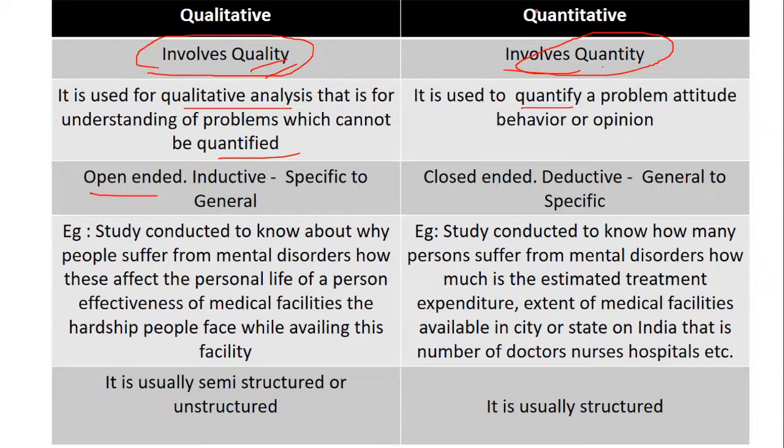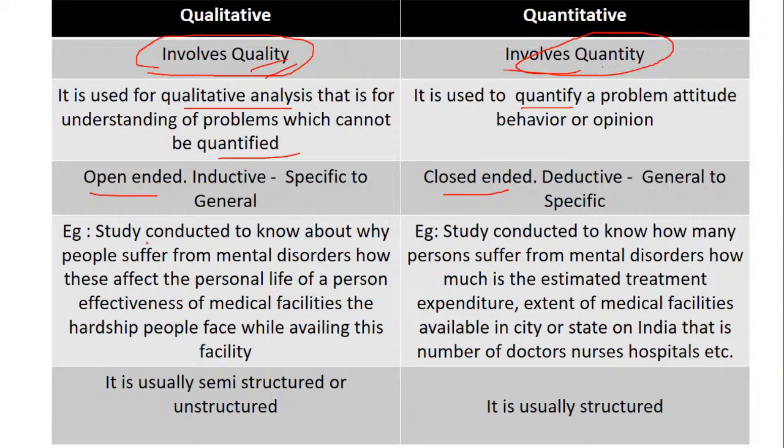Whereas quantitative comes with close-ended questions, that is, a deductive approach from general to specific. When I say close-ended, it means you restrict the responses, for example with yes, no answers, agree, strongly agree, disagree. So here you have a limited restriction on them. They have to give their answers within that restriction itself. Whereas in open-ended, you are giving them an open platform to describe things in the form of description.